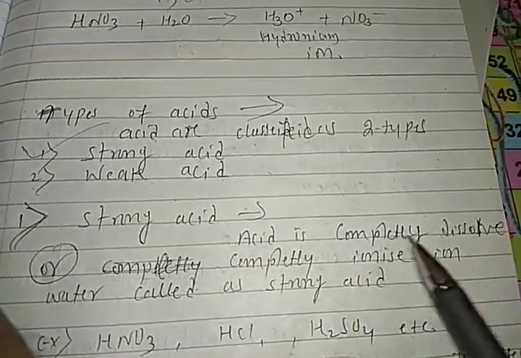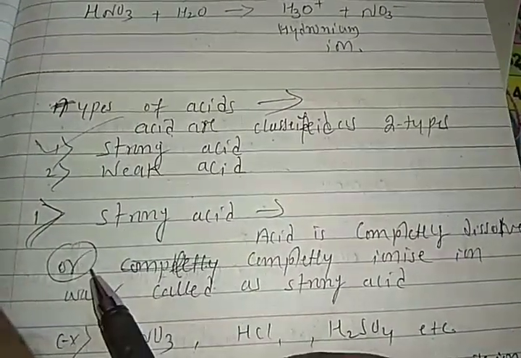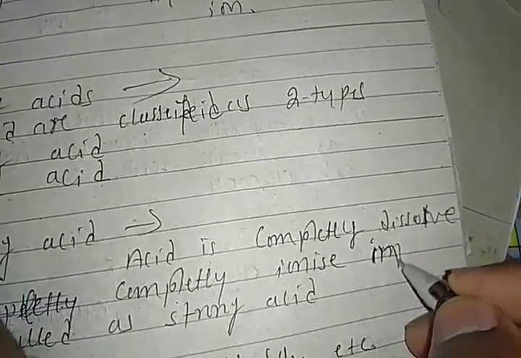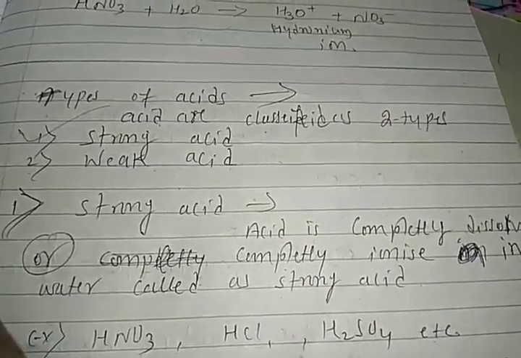An acid that is completely dissolved or completely ionized in water is called a strong acid. Whatever acid you add into the water, if it is completely dissolved, that is what we call a strong acid.